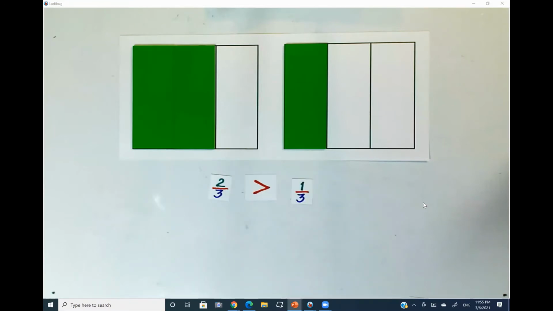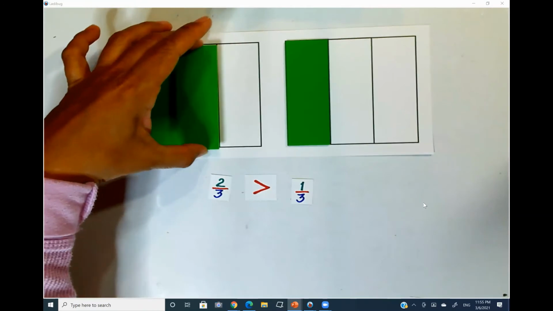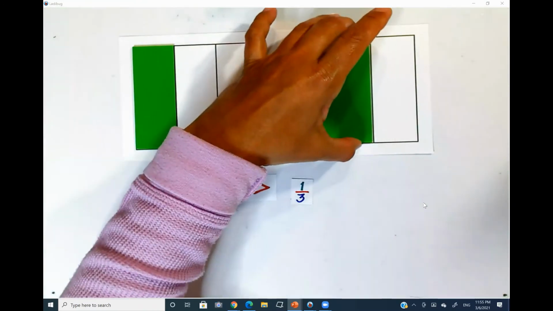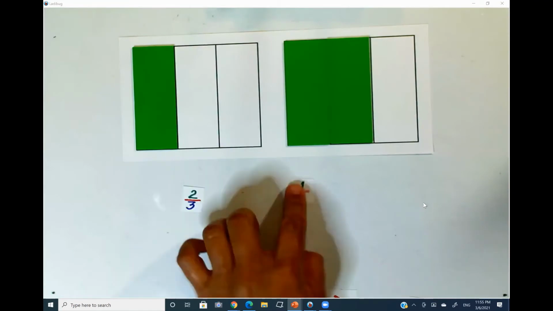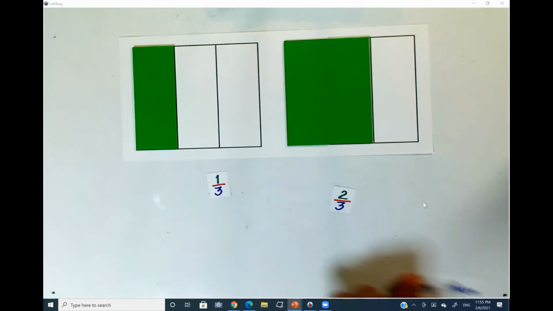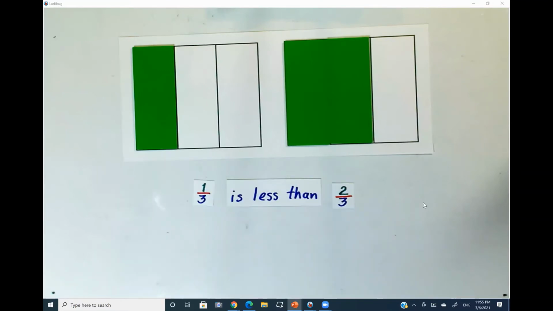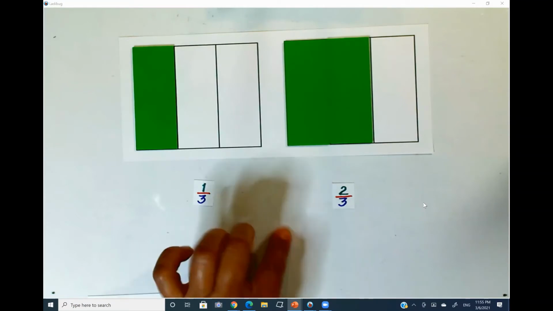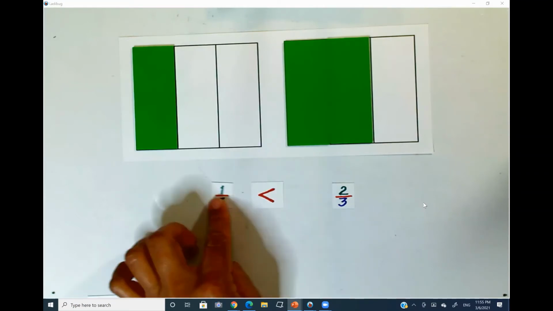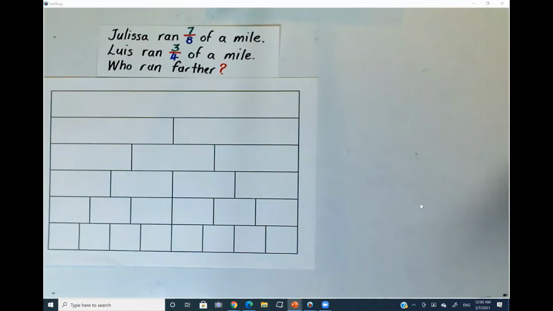Now remember, we can change this if we switch the shaded parts. And now the sentence is changing to 1/3 is less than 2/3, or we can use the symbol to represent the same. 1/3 is less than 2/3. We can use the fraction wall to solve problems.